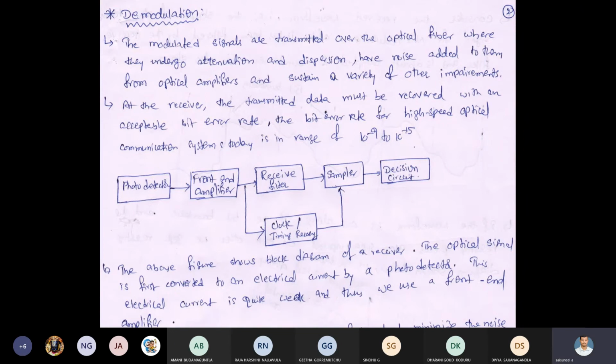Once we get the signal, we apply the quantization technique. After quantization, we have to fix the threshold value. Above the threshold value, it should be 1, and below the threshold value, it should be 0. This is done by the decision circuit.